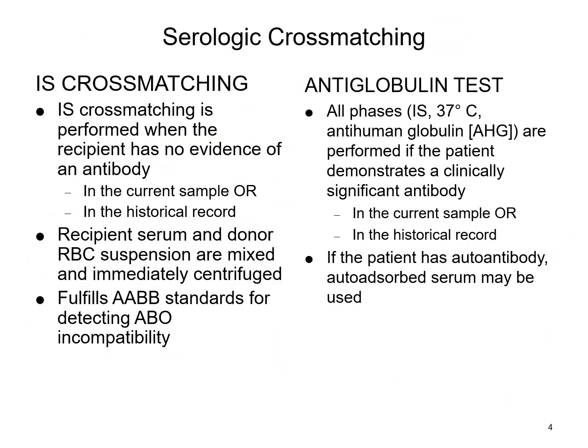Okay, so let's talk a little bit more about those cross matches. An immediate spin cross match is performed when the recipient has no evidence of an antibody. So this is the current or historical: that antibody screen is negative, and history is negative for antibodies. The recipient's serum and the donor red blood cell suspension are mixed.